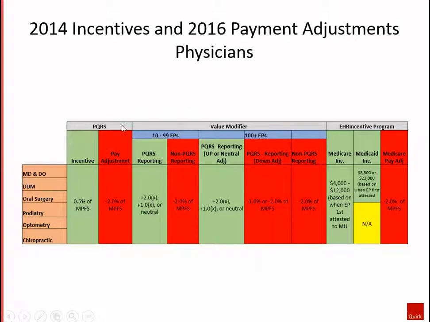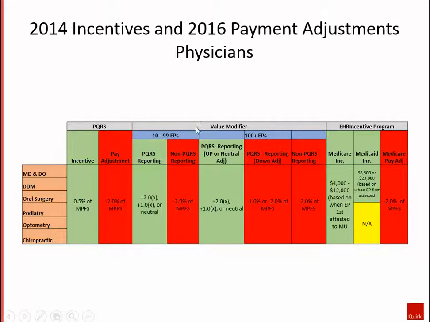If you do not participate in PQRS, you will automatically receive a 2% downward adjustment on your Medicare fee-for-service. So not participating, and/or participating and not being successful, you will receive a 2% downward adjustment in your Medicare fee-for-service.